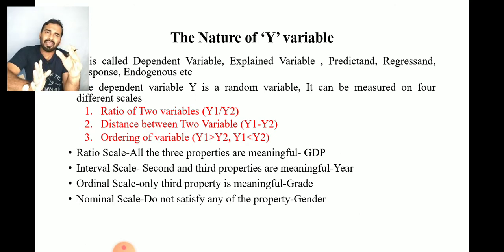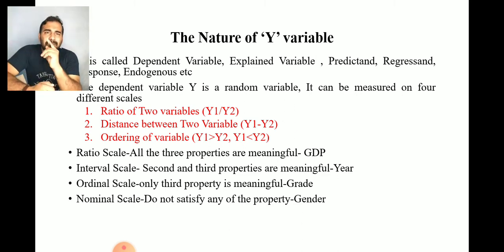These are all some of the names of the dependent variable: dependent variable, explained variable, predictand, regressand, response, endogenous variable. Clear? Okay. In some books you can see that they have used the terms explained and explanatory variable. In some books they have used predictand or regressor and regressand. So you have to understand that whatever term they have used, if you see any of these, it is nothing but a dependent variable. Clear? Yes.